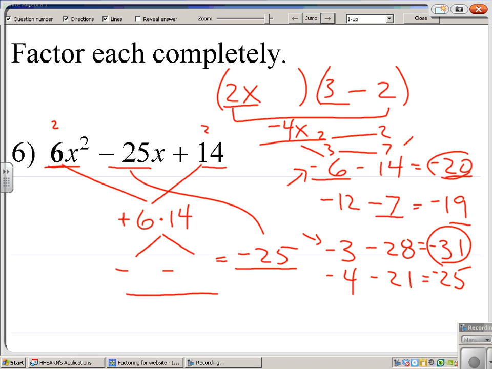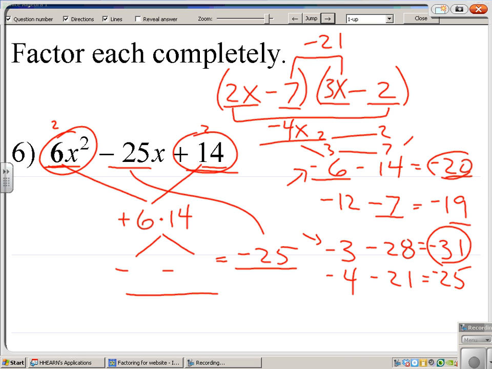2x times 3x gives me my 6x squared. And last times last equals last. Negative 2 times negative 7 gives me my positive 14. And let's not forget to check my inside negative 21. My magic numbers were negative 4 and negative 21 that we found, and that's our check. Again, if you just want to work with factors of 84 instead of this, that's fine.